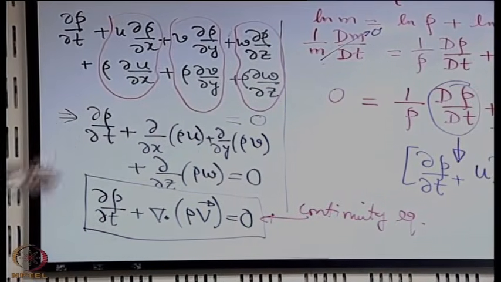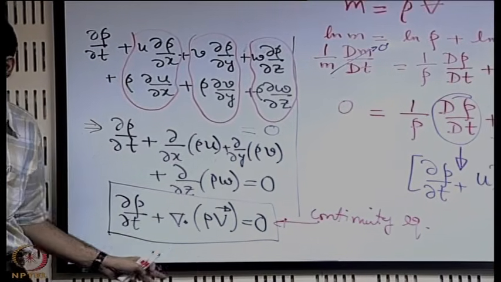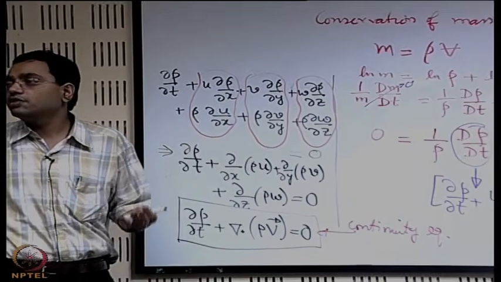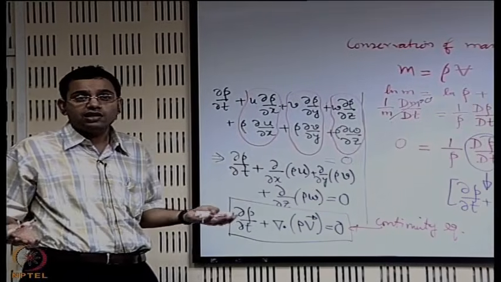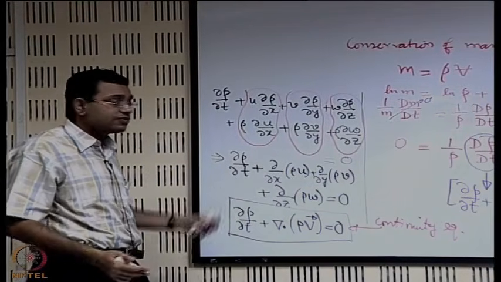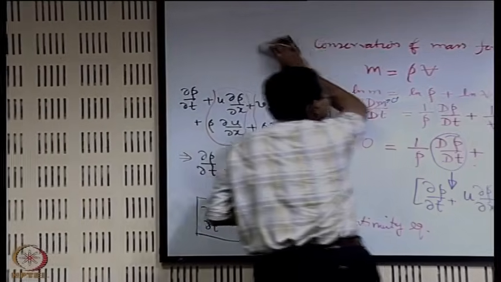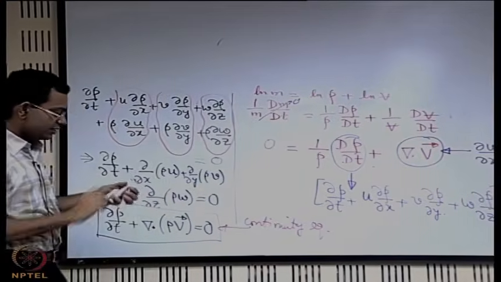So if you are given a velocity field, you must first check whether it is satisfying the continuity equation. If it does not satisfy the continuity equation, it is an absurd velocity field. It may be mathematically something, but it does not physically make any sense because it has to satisfy the mass conservation. Now briefly let us look into certain special cases of this. So what are the special cases?